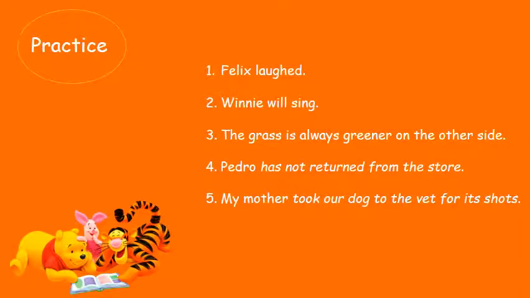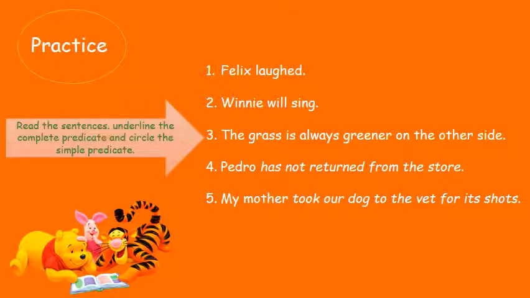To make it clearer, let's practice. Read the sentences. Underline the complete predicate and circle the simple predicate. This practice must explain everything for you in a better way. Number one, Felix laughed. First of all, to figure out where the predicate is, ask yourself, what is the subject? Who is the sentence talking about? It's talking about Felix. So Felix is the subject.